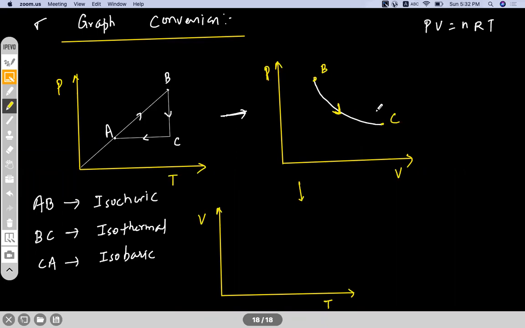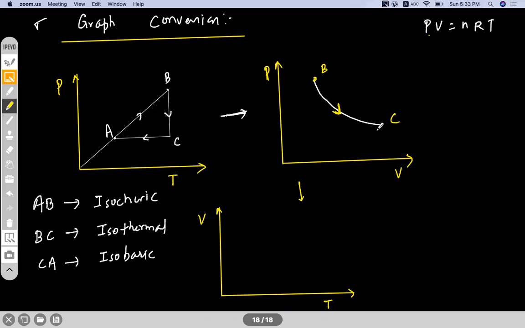because the PV graph at constant temperature is this only, no? Hyperbola. At constant temperature, PV equals nRT, T is constant. So what is the PV graph? It's like this only, at different temperatures. Yes. Anybody has doubt in this graph at constant temperature? Tell me.